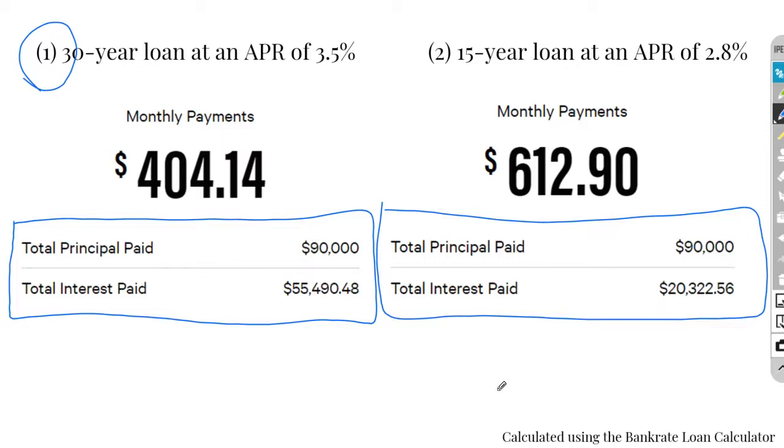Hopefully this video has helped you in your understanding of amortized loans and these calculator functions. If you still have any remaining questions, please feel free to visit the Math and Science Learning Center, and a tutor should be able to help you there.